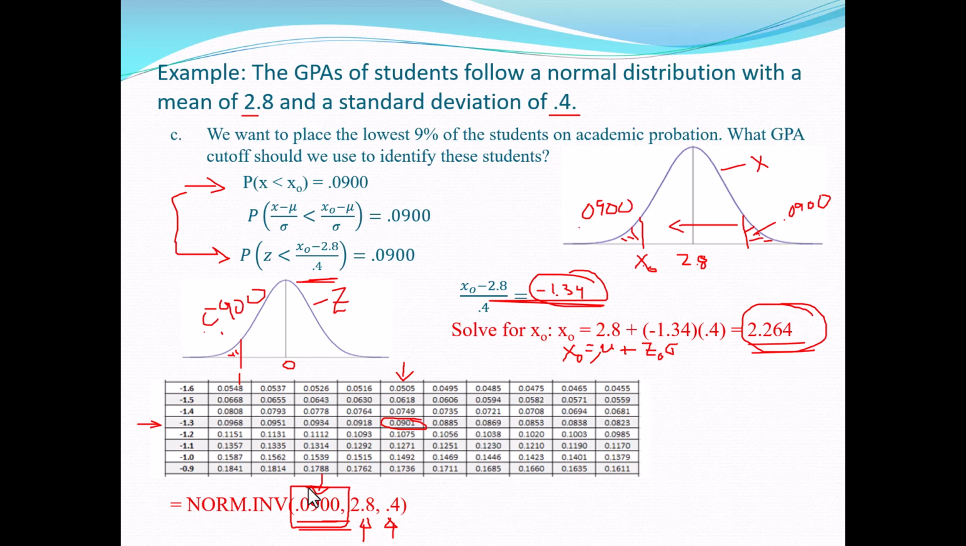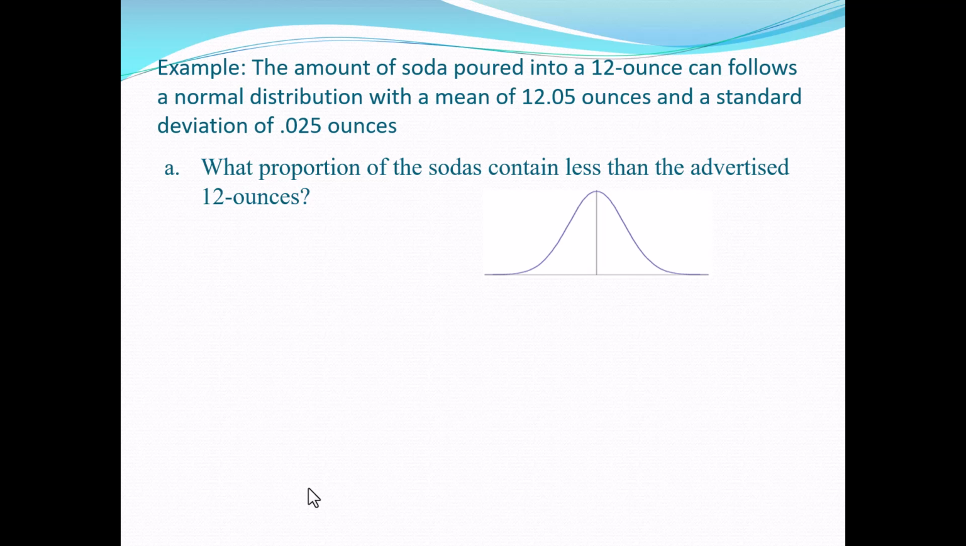Let's take a look at another example. The amount of soda poured into a 12-ounce can follows a normal distribution with a mean of 12.05 and a standard deviation of 0.025. So 12.05 is right here. These are my soda amounts. What proportion of the sodas contain less than, so 12 is going to be over here to the left, what proportion contain less than 12 ounces?